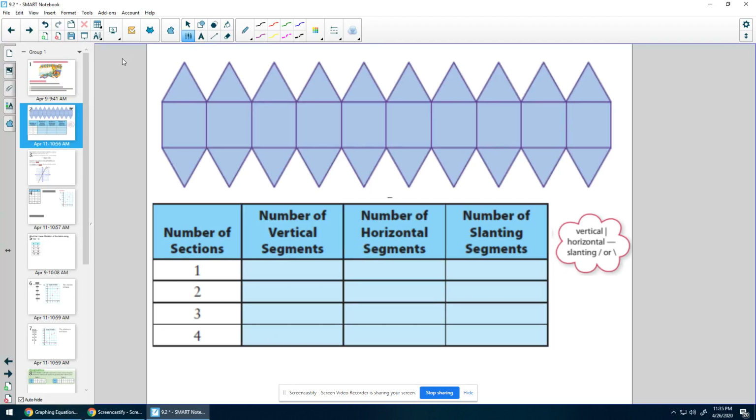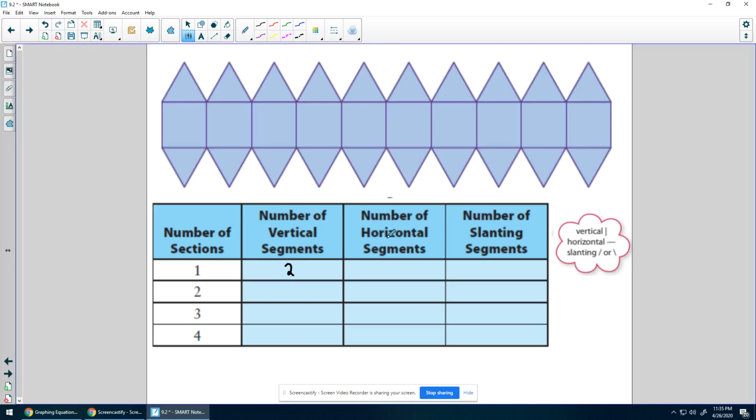So first thing, we have this pattern right here, and we are going to separate this all and figure out the number of vertical segments. So section 1 would be right here, section 2, 3, and so on. Number of vertical segments. Vertical are just the straight lines like this. How many do we have in section 1? We have 2 of those. How many horizontal segments? 1, 2. And how many slanted segments do we have? 1, 2, 3, 4.